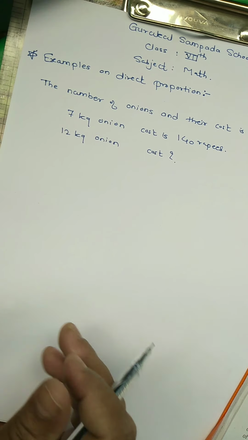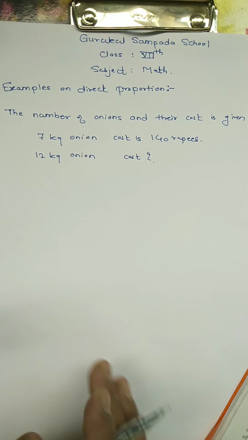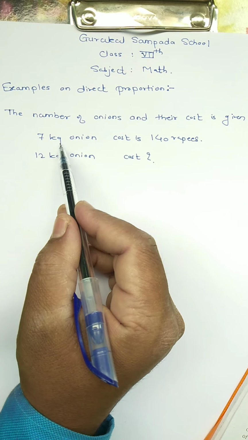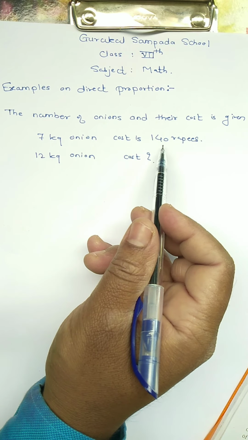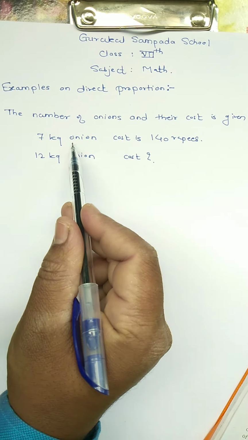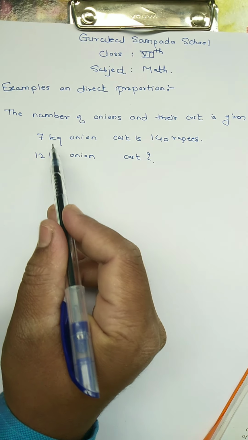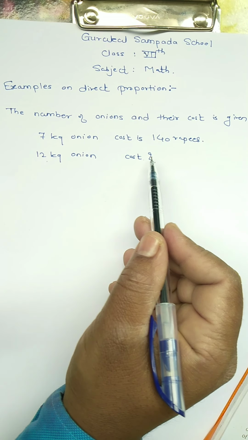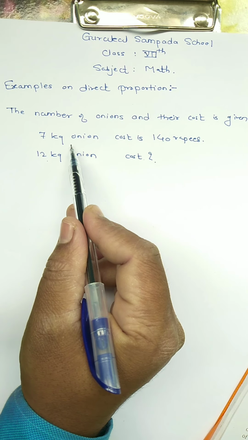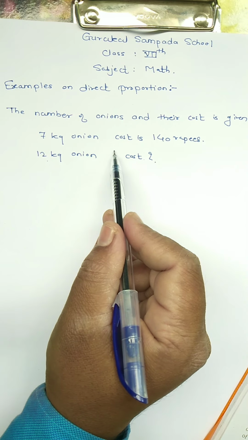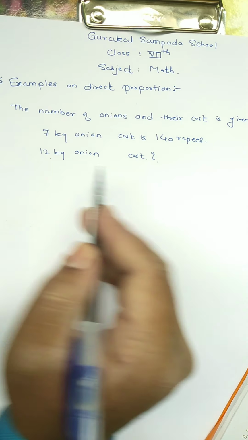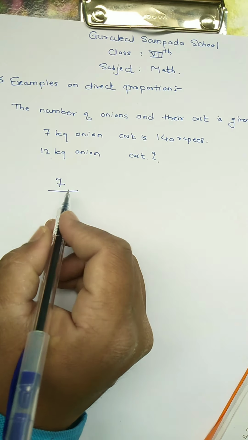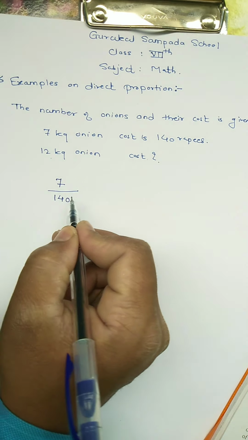Now we know that these quantities vary in direct proportion. Because if 7 kg onions require 140 rupees, then when the quantity increases, since we have to purchase 12 kg, the cost will definitely increase. If the quantity of onions in kg increases, then the cost will also increase. So how can we write it? Here we can write the quantity of onions divided by the cost required, that is 140 rupees.